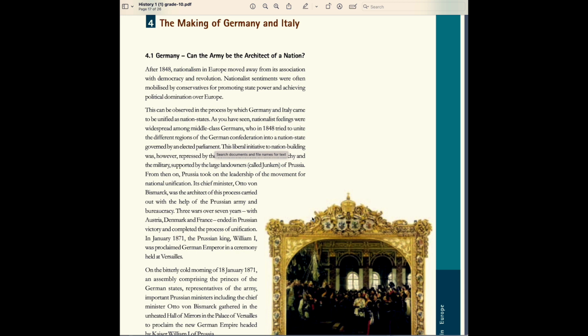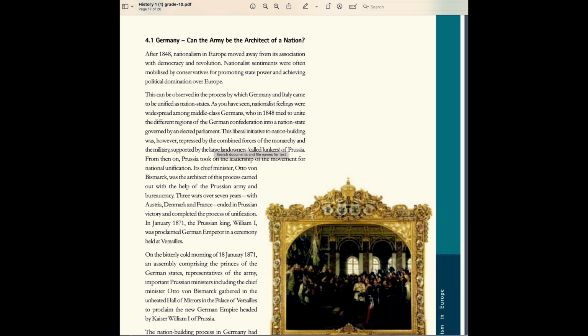4. The making of Germany and Italy. 4.1 Germany. Can the army be the architect of a nation? After 1848, nationalism in Europe moved away from its association with democracy and revolution. Nationalist sentiments were often mobilized by conservatives for promoting state power and achieving political domination over Europe. This can be observed in the process by which Germany and Italy came to be unified as nation states.